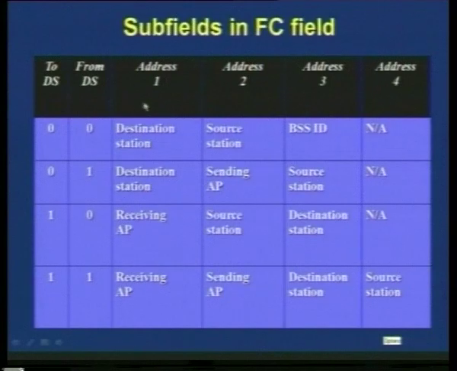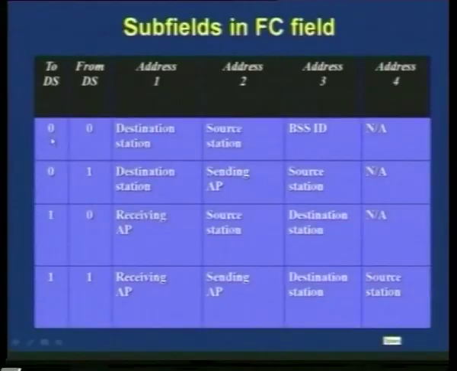So, just quickly look at what these 4 address fields are used for. When I am sending from a DS, if the To DS and From DS values are 0 and 0, it means that I am just sending from a source station to a destination station within a single BSS itself. So, the address 3 field there just carries the BSS ID. If the values are 0 and 1, it indicates that I am sending from a source station through a particular access point, and so the sending access point's address is carried in the address 2 field.